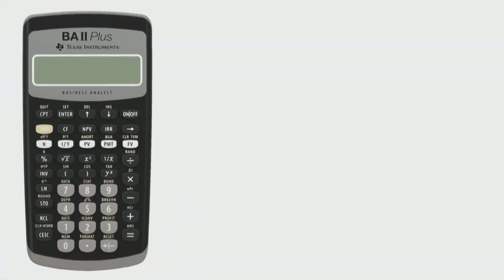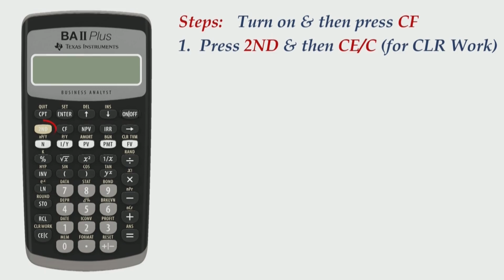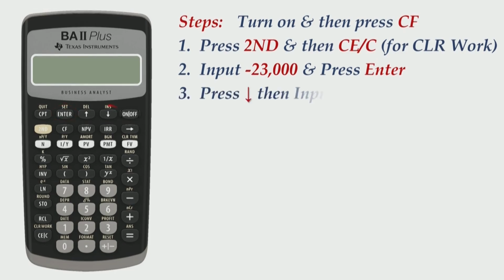Let us observe the steps on your financial calculator. So first thing that you need to do is turn on your calculator and press CF for cash flow, correct? Then you need to clear the work done earlier. For that, press second and CLR WORK. So second and CLR WORK for clearing your work. Then input the 0 year cash flow as negative 23,000 and press enter. Then push the downward arrow key once, input 5,650 and press enter.